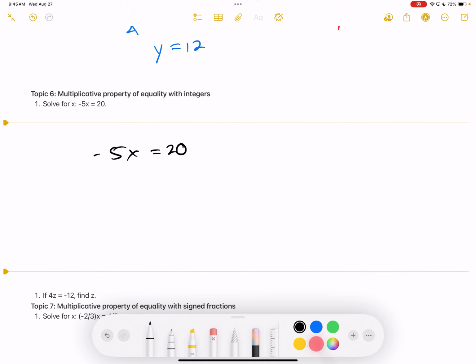This one is the same thing we're just doing, but you want to get the x by itself, so you want to divide by negative 5. It's just a negative, so positive divided by negative would be negative, so it's negative 4.